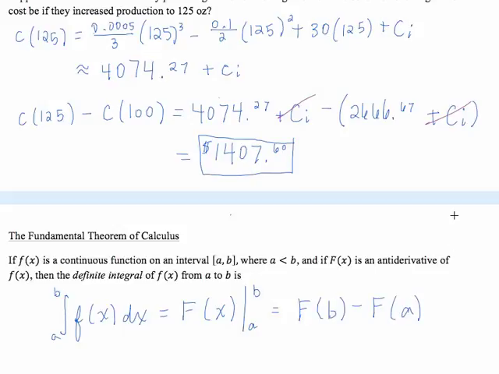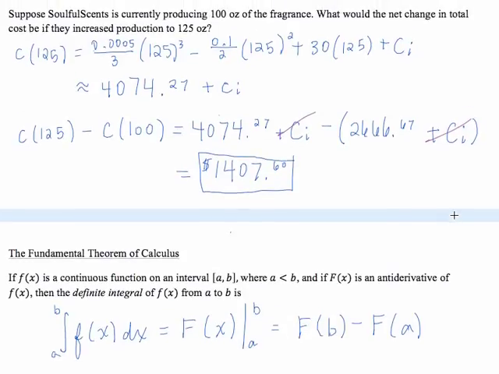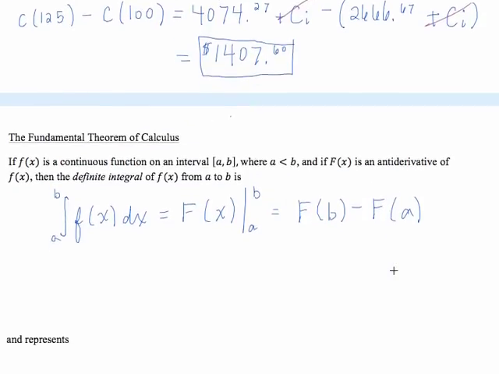Okay, so this is called a definite integral. Notice this is essentially what we did in the previous problem right here. We found the antiderivative of marginal cost to get the total cost function, and we evaluated it at both 125 and 100 and subtracted the values, just like F of b minus F of a, to get the net change in the total cost function, okay? So this is how a definite integral is defined.